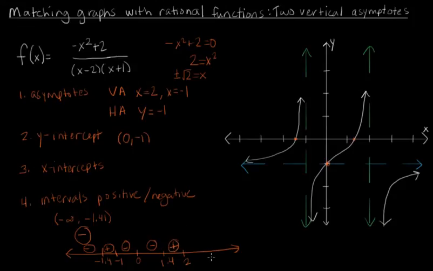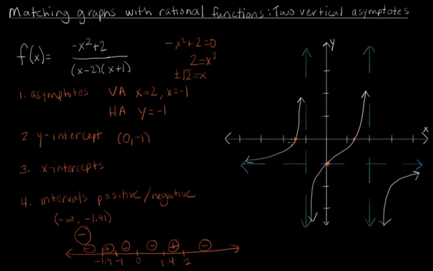And then between 2 and infinity, it would be negative, positive, and positive, so it would be negative. And you can see that that follows what we have here.